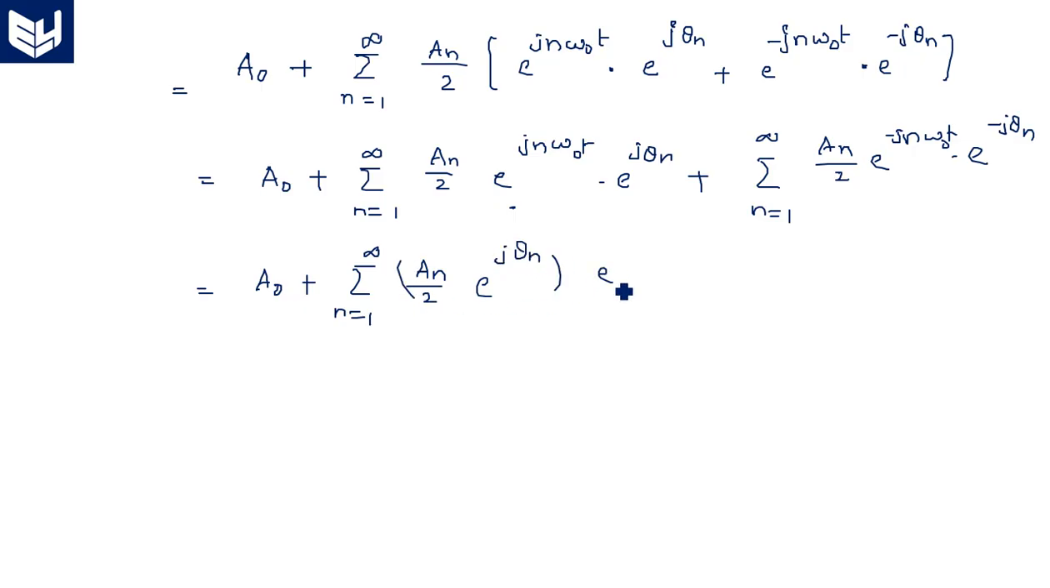e power j n omega naught t plus summation. In the second notation also I am doing the same, e power j theta n e power j n omega naught t. So this minus, where I have removed it in the exponentials, I have shown in the values of n as minus 1 to minus infinity. Hope you understand what I have done.